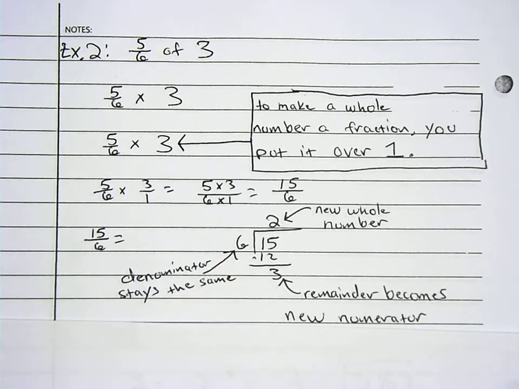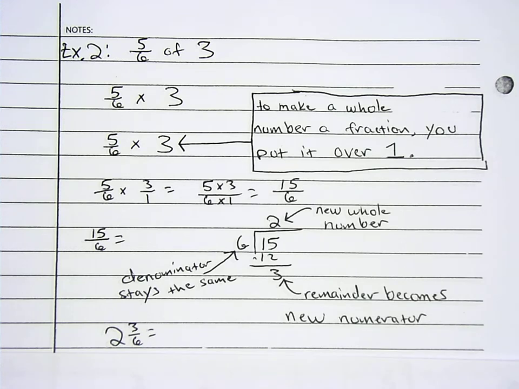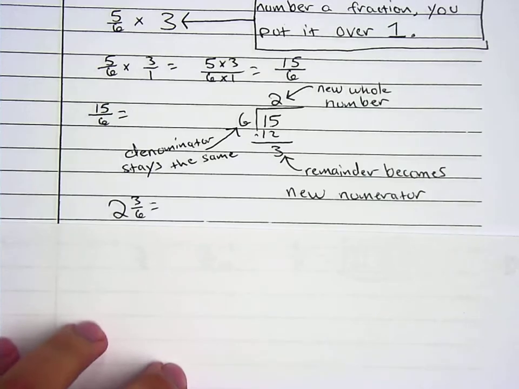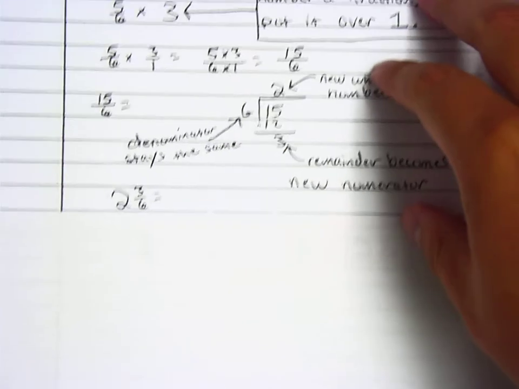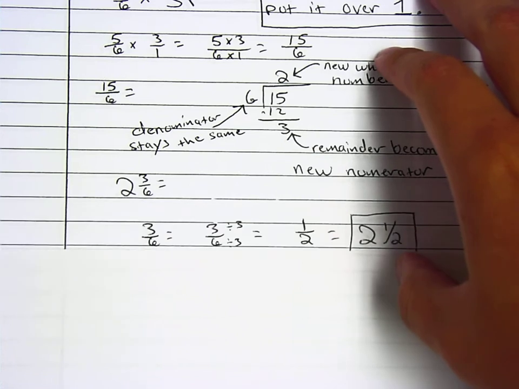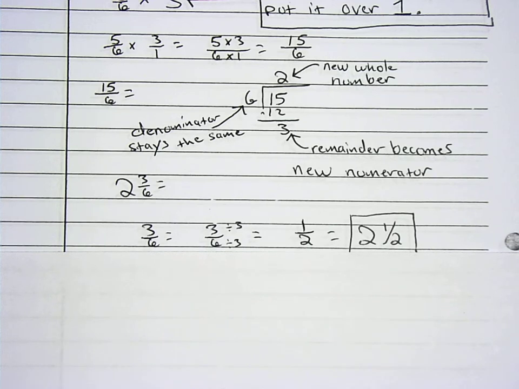So now that we know we have all of this, we're going to take our new whole number and our new numerator and make our new mixed number. In this case it is 2 and 3/6. But again, like our last step says, we have to simplify. You cannot leave it 2 and 3/6. So we're going to simplify the 3/6 again by 3, since 3 can go into 3 and 6, which would equal 1/2, and our final answer would equal 2 and 1/2.